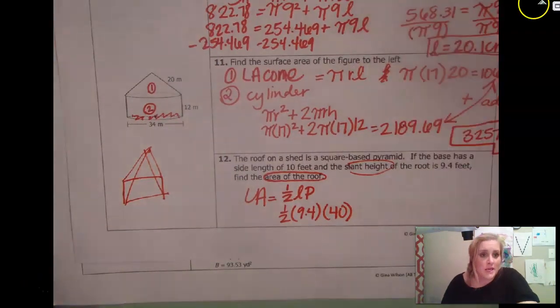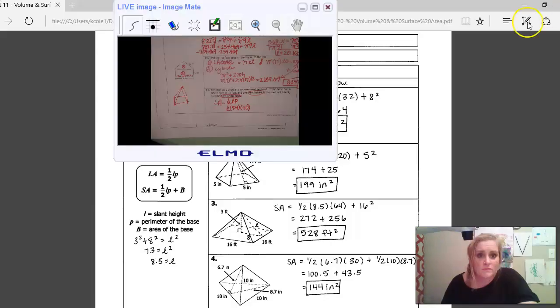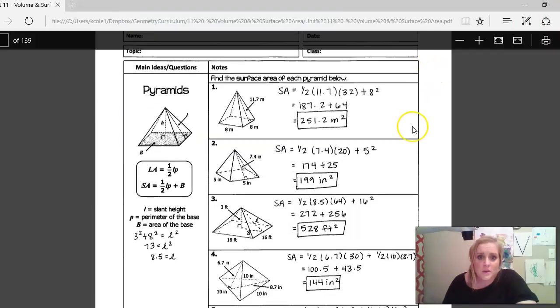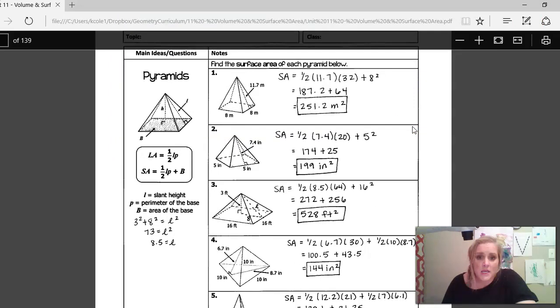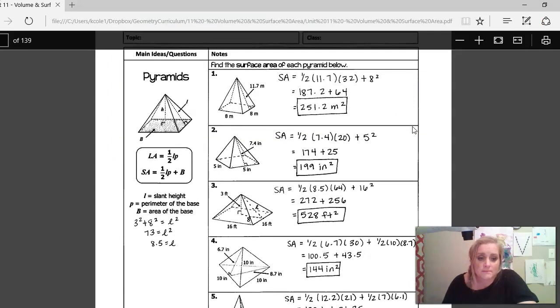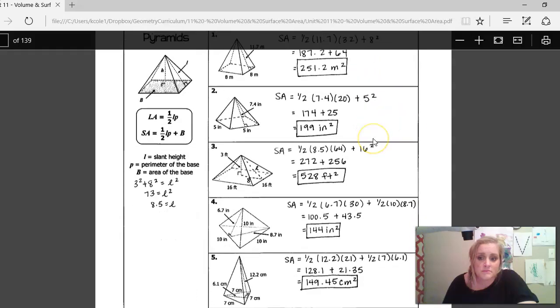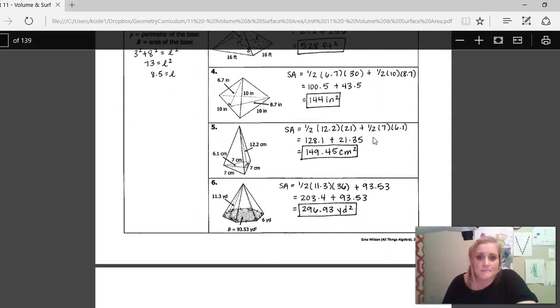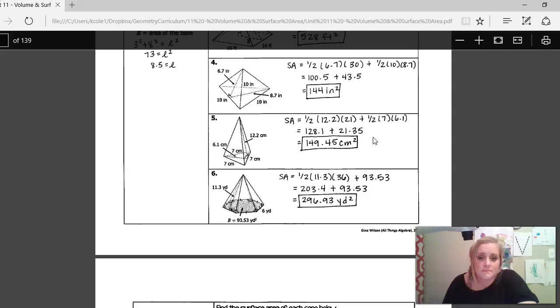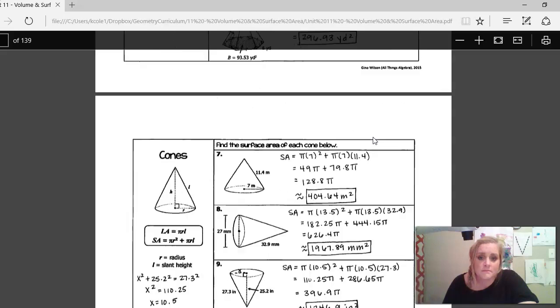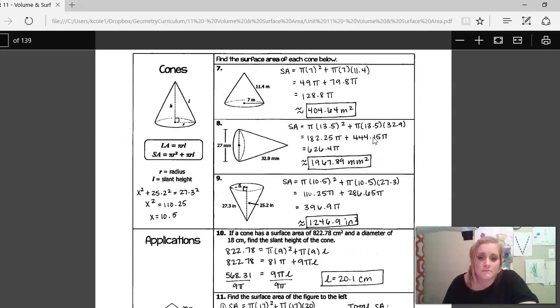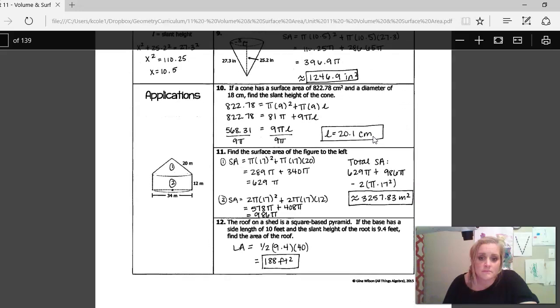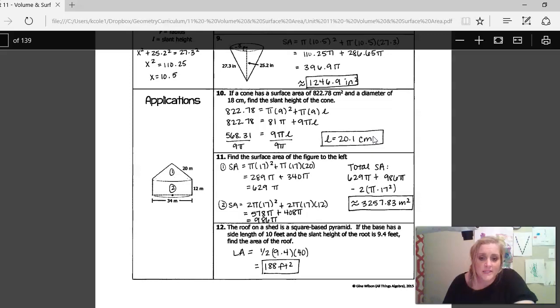Okay, so let me show you guys the key for the ones that I skipped. Copy down what you need. Take a screenshot. That's that final answer, 188 feet squared.